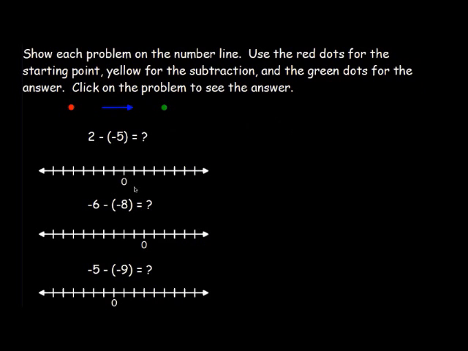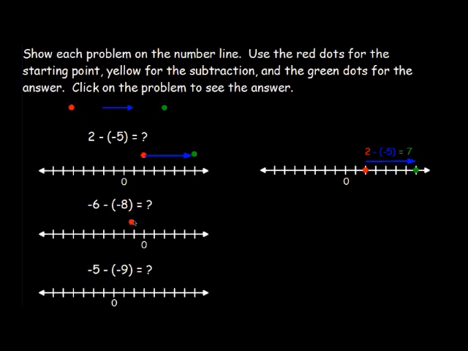Alright, so we're going to take a look at this. Start at the 2. You're minusing a negative, so that's making me go to the right. A negative 5, so that means 5: 1, 2, 3, 4, 5. So I'm going to end right here. So we can go ahead and stretch our arrow. So that's going to end up at 7.